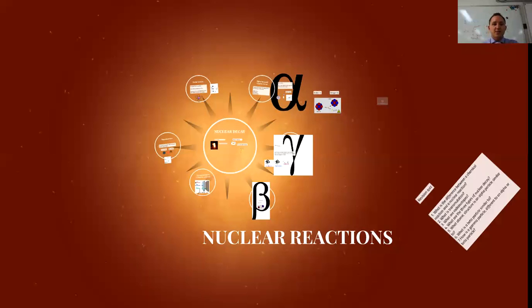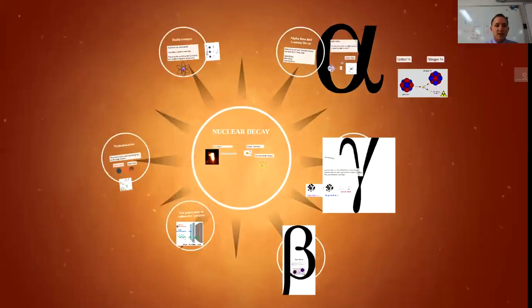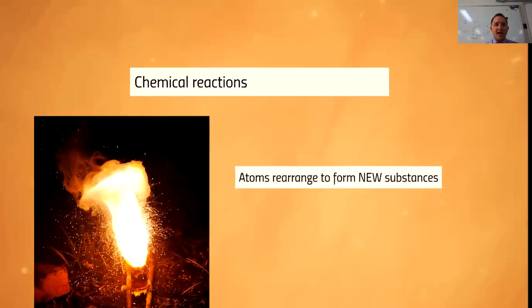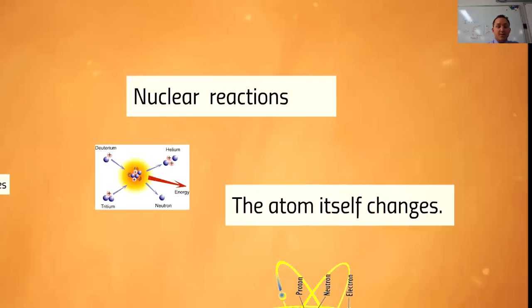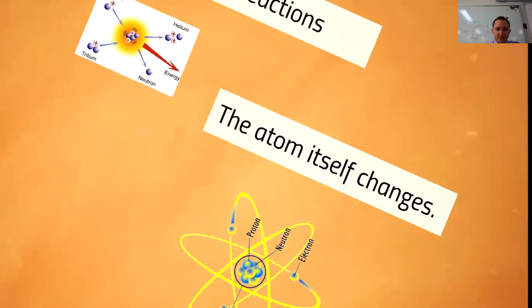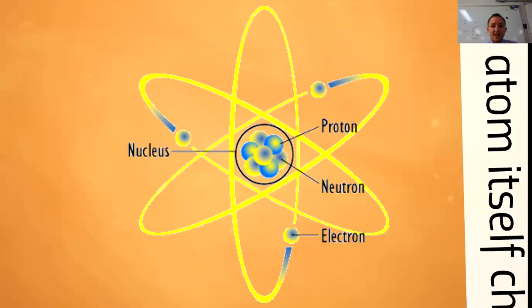Hello, Year 9. So recently we've been talking about chemical reactions. And as you know, chemical reactions are where atoms can rearrange to form new substances. However, nothing actually happens or changes within the individual atom itself, whereas nuclear reactions actually undergo a change in the center of an atom.